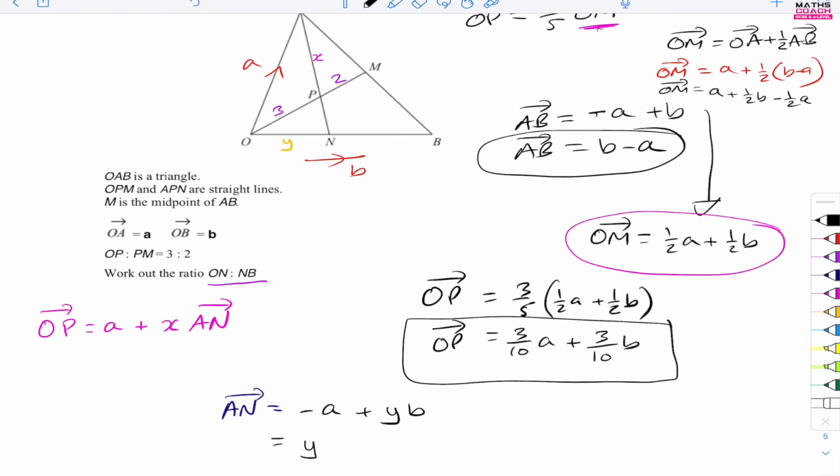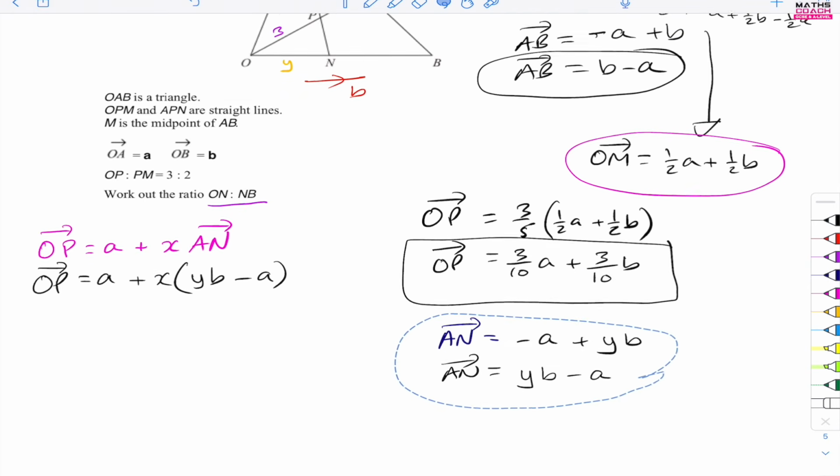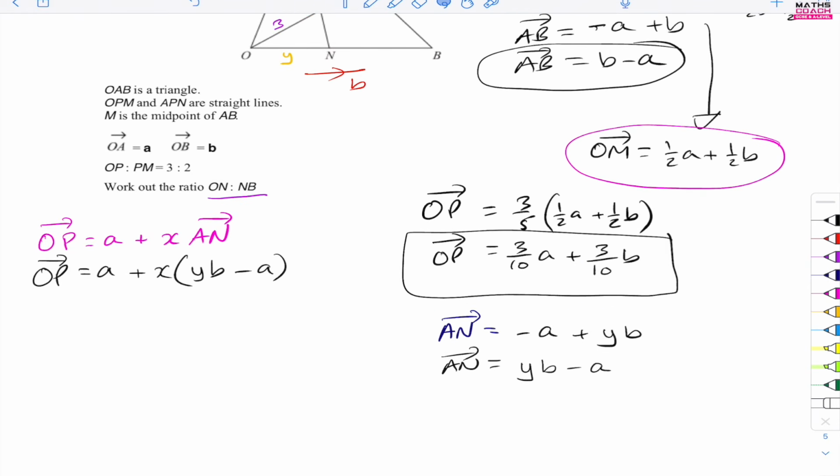So let's start with YB minus A, that's A to N, and insert that right there. So that would be O to P is therefore A plus X bracket YB minus A. And let's move this along as well to get this out of the way because we're going to need to work in that space. Let's expand that out. So we get A plus XYB minus XA. Okay, so all I've done is just expanded this bracket with those terms.